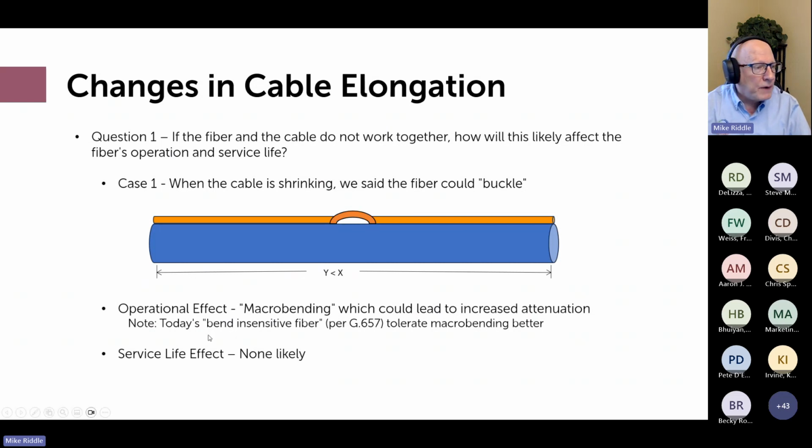Now, today's fiber, you see bend insensitive fiber, so that would tend to mitigate that a little bit. But still, in theory, you have the possibility of this macro bending leading to an immediate adverse effect on the cable's performance. What about your service life? Well, none. The fiber doesn't like the macro bend, but it doesn't necessarily do any damage to it right away.